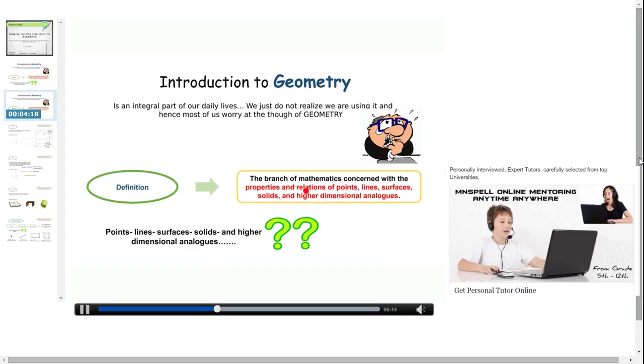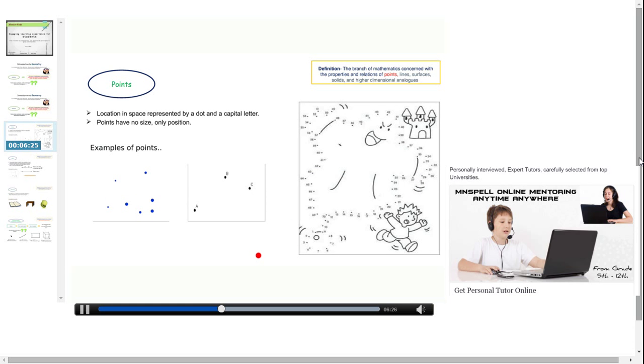So again, like I said, we're going to use this definition to basically understand what geometry is all about. So properties and relations is fairly simple. Of what? Of points, lines, surfaces, solids, and higher dimensional figures. So first let's look at points. What do you mean by a point? A point is basically a location in space represented by dots and a capital letter. It can also be a small letter. There is nothing like that. So what is a point? When you put a point anywhere, it is a point. It's as simple as that.